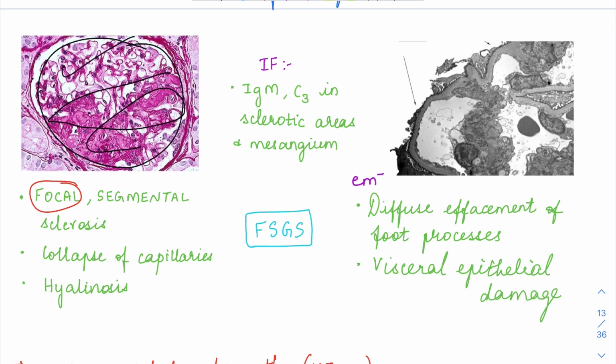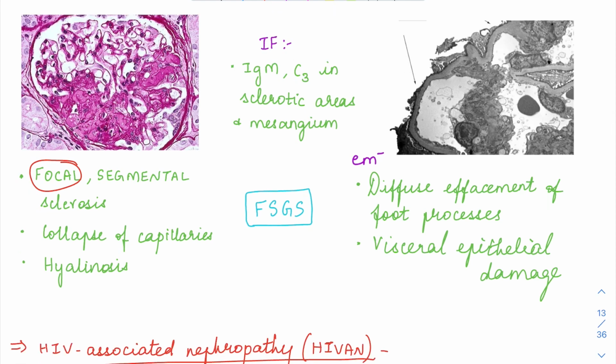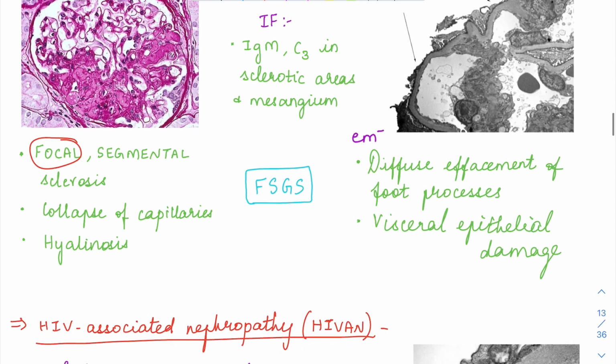So this part of the glomerulus being involved is called segmental involvement, while the opposite of that will be global sclerosis. Global involvement means the entire glomerulus is involved. So in FSGS, you are going to see only a few glomeruli involved by sclerosis, and out of these few, also only part of the glomerulus is going to be involved by the sclerosis.